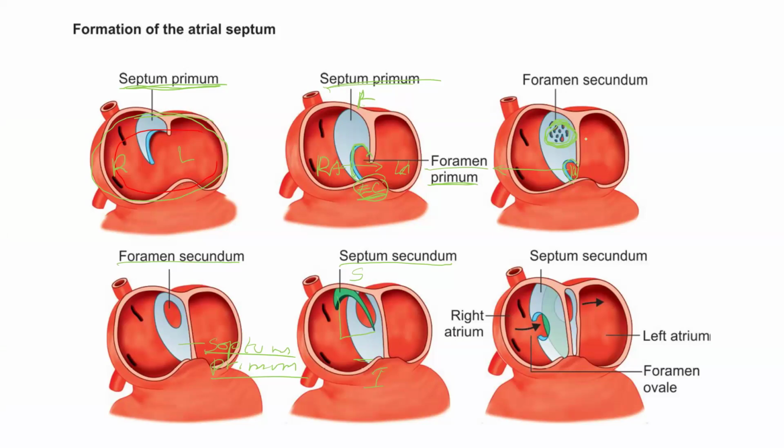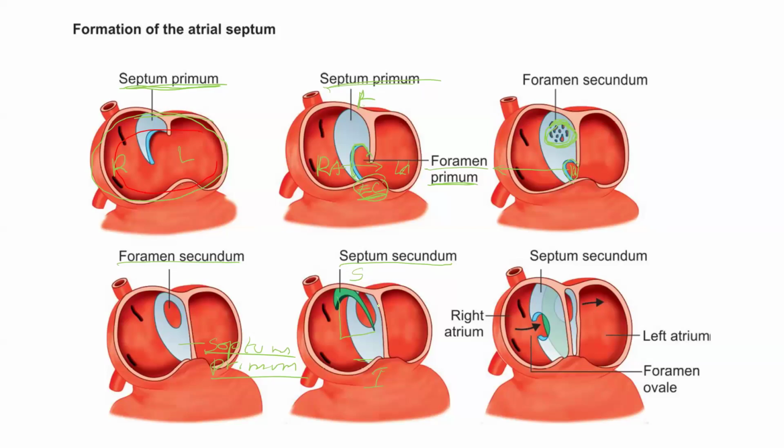Sinus venosus forms the sinus venarum. Yes, yes. I thought secundum is just another opening by itself on the right of primum. No. Foramen secundum, I repeat again, it's an opening in the septum primum. Okay, but septum secundum grows on the right side of foramen secundum.